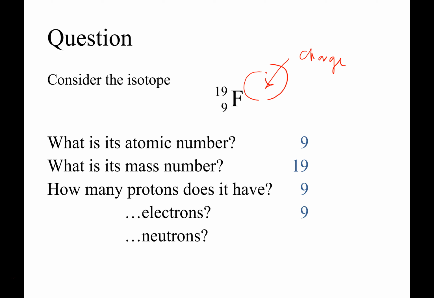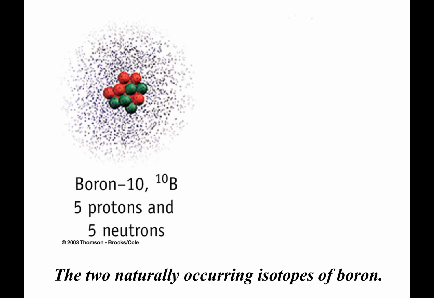Okay, now this is the hard one. How many neutrons does it have? 9. Nope, not 9. 10? Why 10? Because you take the number of protons from the mass number. Yep, that's it. We're just subtracting the atomic number from the mass number. Okay, we'll have another one coming up next week.